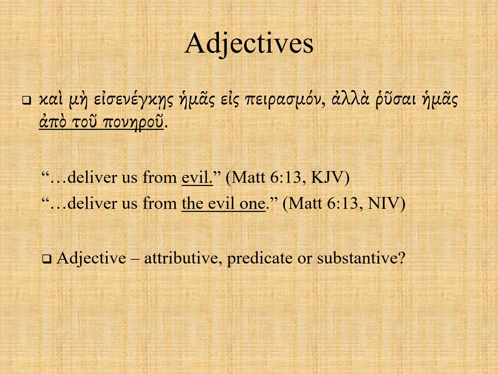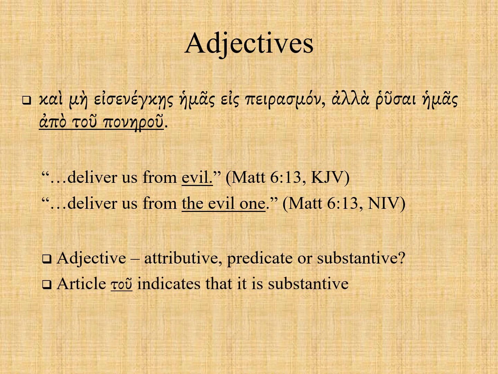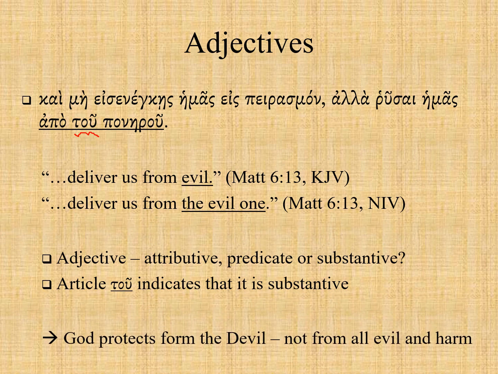Now, if you look at the actual underlined phrase here, apo tou ponerou, poneros is the adjective evil. So is this phrase apo tou ponerou, obviously it's an adjective, but is it attributive, predicate, or substantive? That would be the question. So the article tou would indicate that it is substantive. So the conclusion would be, deliver us from the evil one.